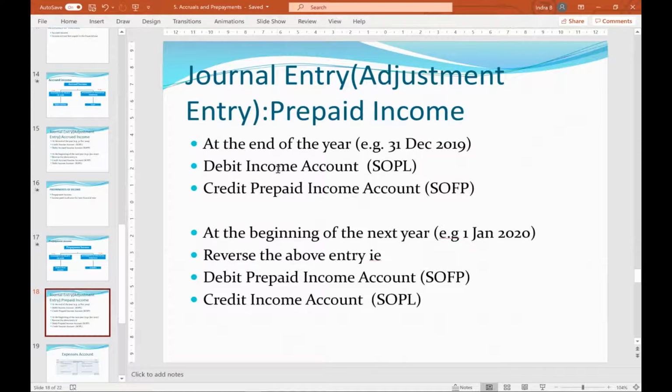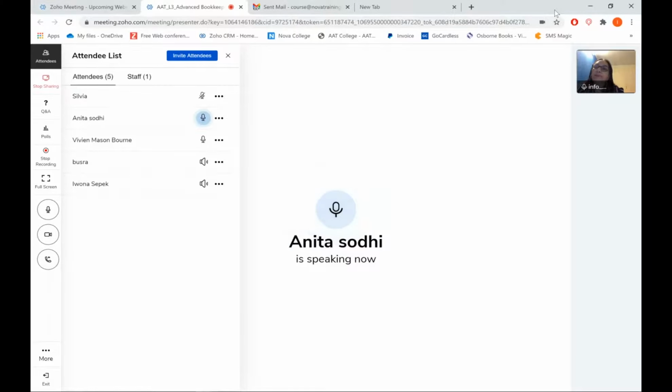So at the beginning of the next year, 1st Jan 2020, reverse the above entry: debit prepaid income account and credit income account. Hope this is not confusing you. If we have the understanding, then it is very clear. Any questions so far? Because there are two entries we have to remember, like accruals and prepayment, and accrued income and prepaid income.